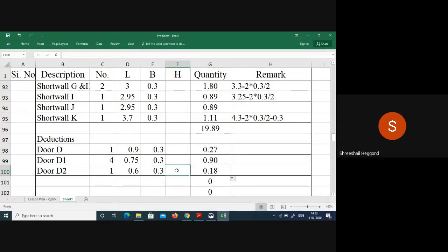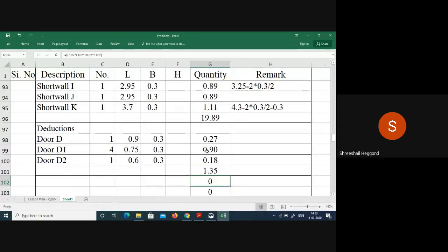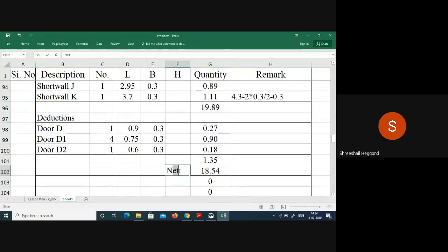You got the deductions? Sum of deductions would be 1.35. Therefore, net total can be plus minus plus 1, 18.54. That is the net DPC. Once you're done with net DPC, you can calculate for the superstructure.